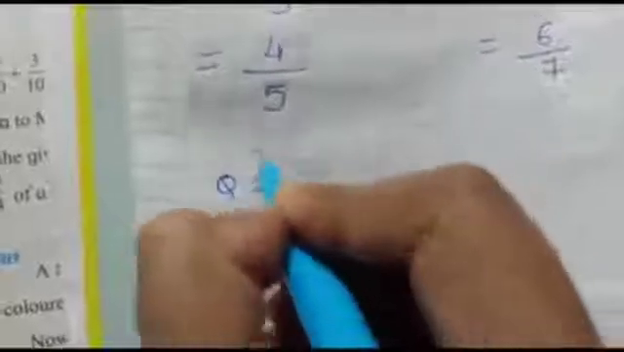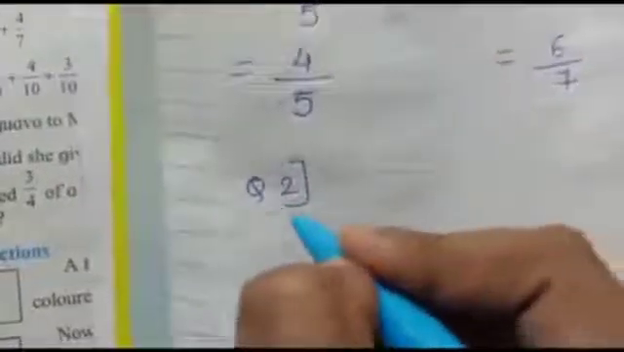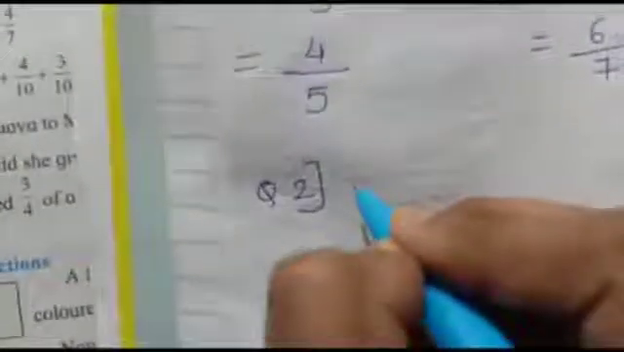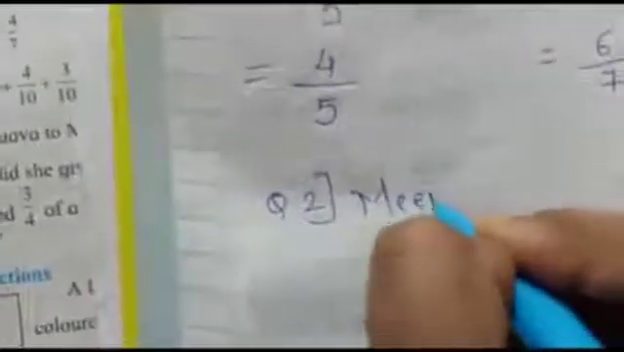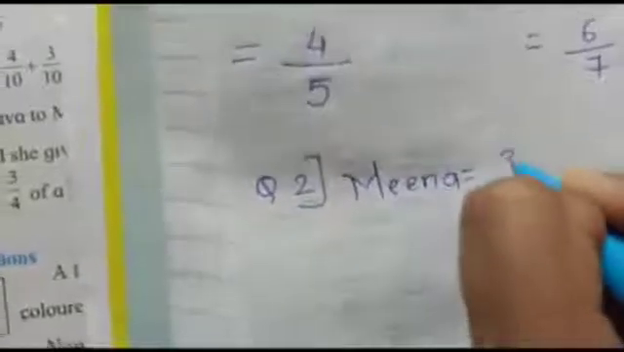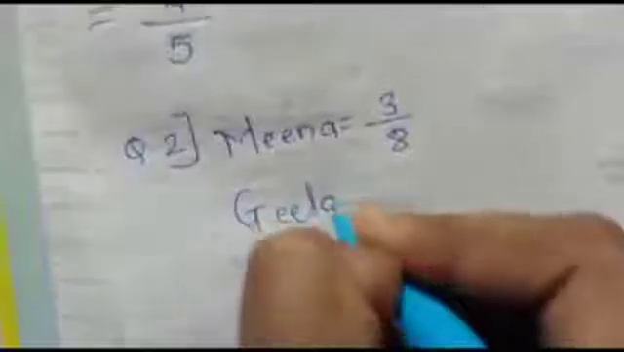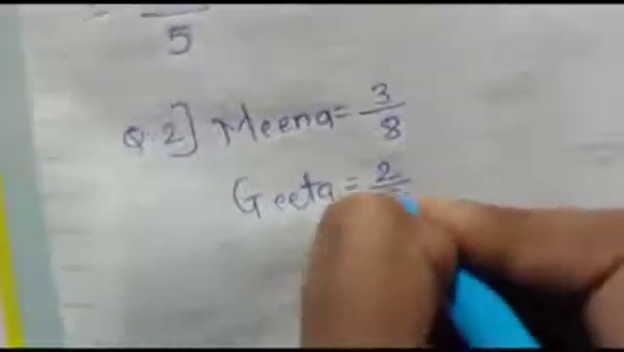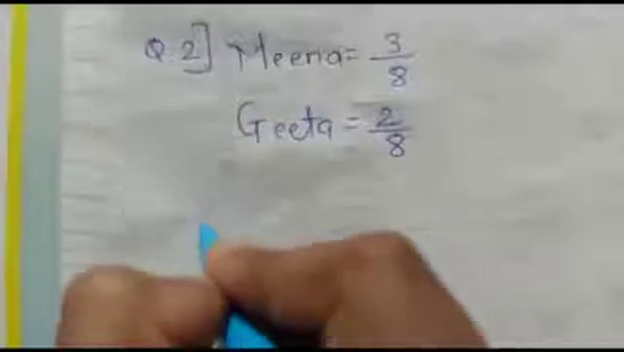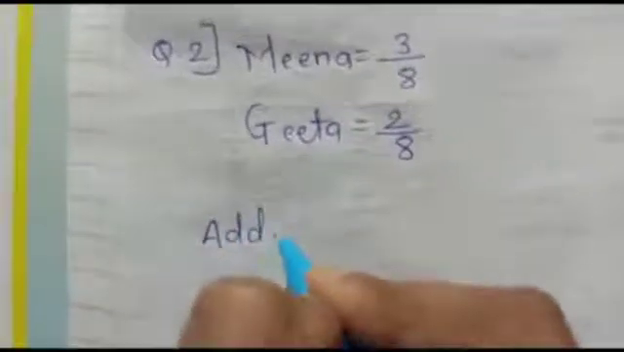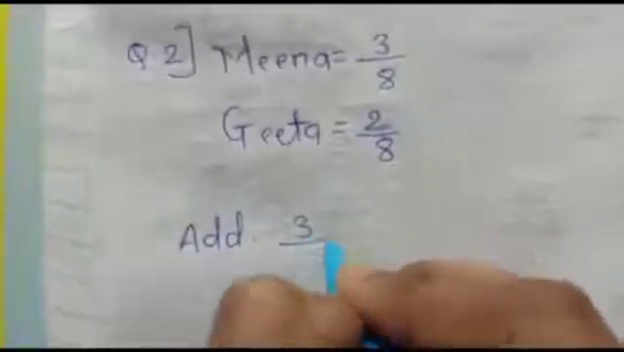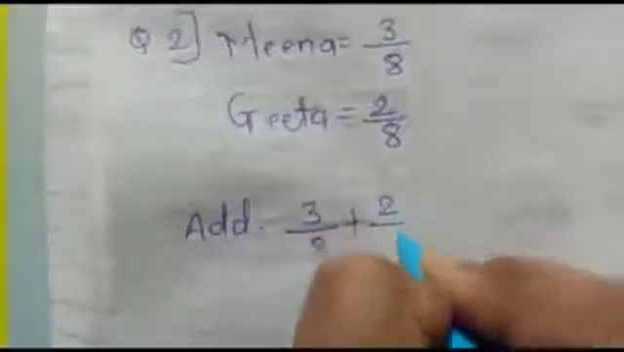You will write here question number 2. So mother gave 3 upon 8 gawa to Meena. Okay. And Geeta got 2 upon 8. So we have to find all together. So you need to add. That is add 3 upon 8 plus 2 upon 8.